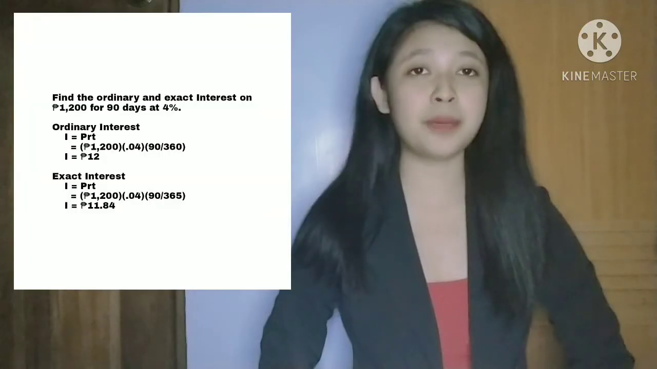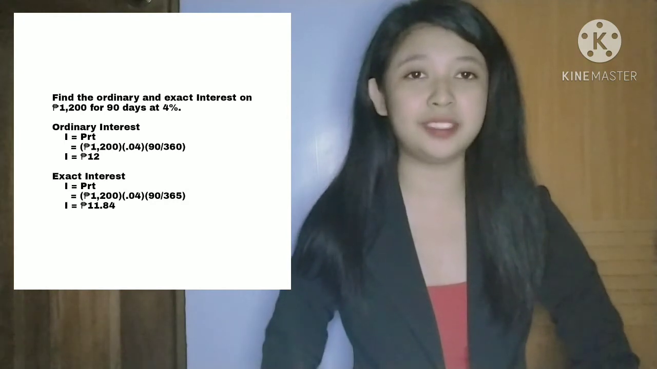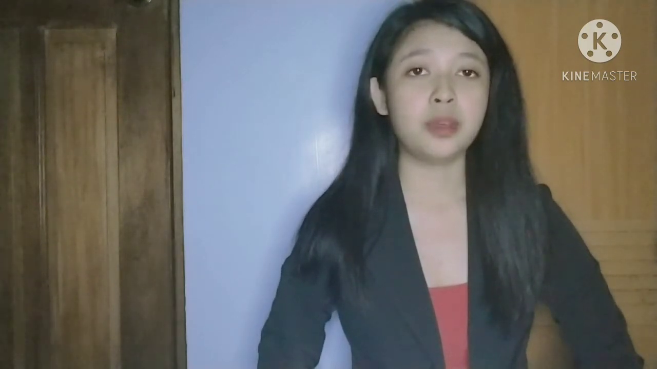523.97. Example number 2. Find the ordinary interest and exact interest on 1,200 pesos for 90 days at 4%. For ordinary interest, I = PRT = 1,200 pesos times 0.04 times 90 divided by 360 = 12 pesos.